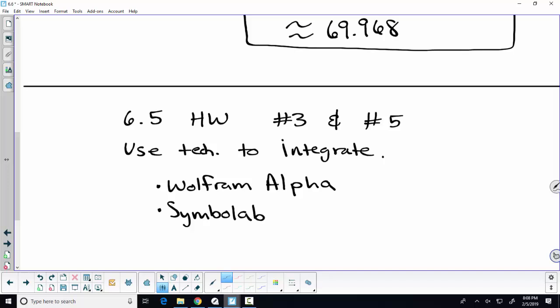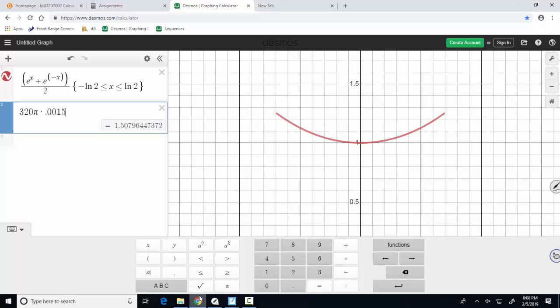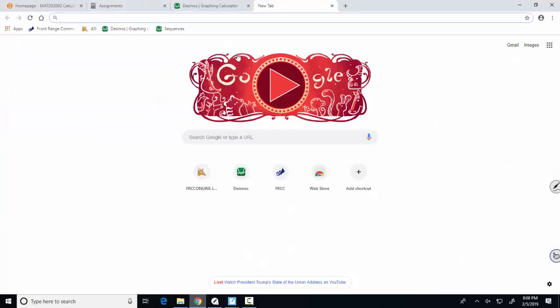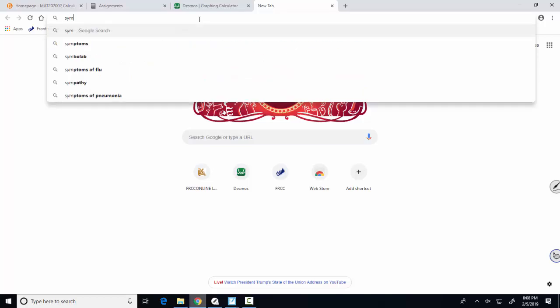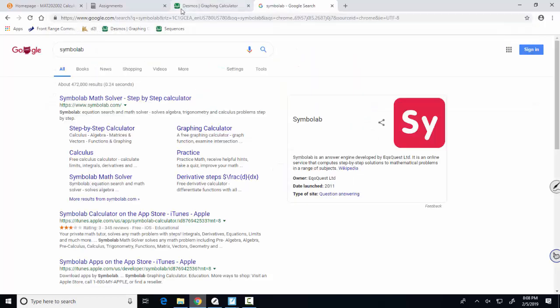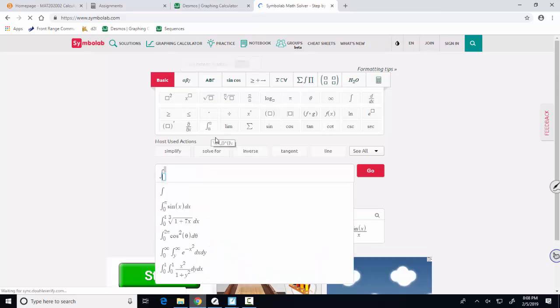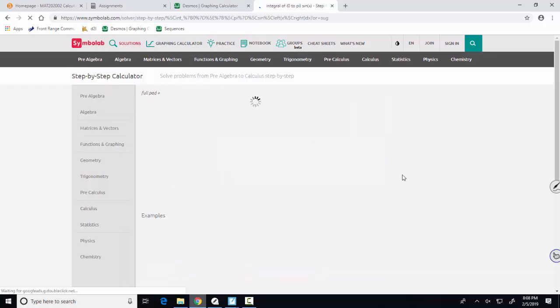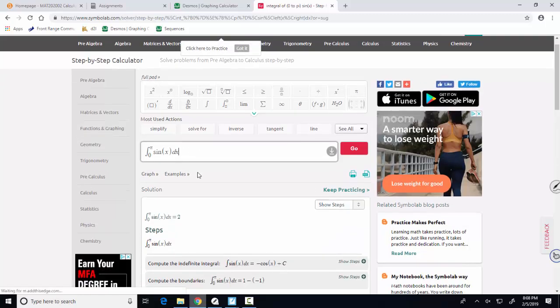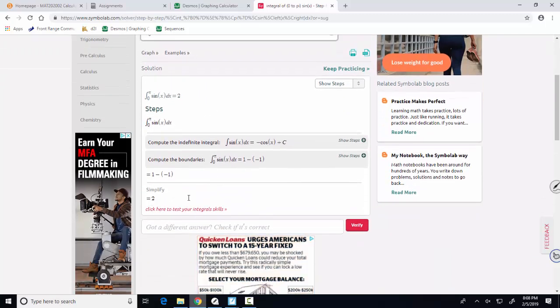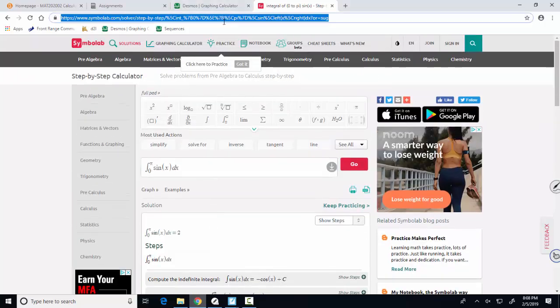Symbol Lab is really good because it's got all of the symbols there for you, so you can explicitly see what you're actually integrating. Wolfram Alpha might have improved over the years, but I'm not sure. So it has all of these signs. You can just click it and then fill in what you need to integrate. So you just type that out and it'll give you the solution. So I think that one's pretty good.